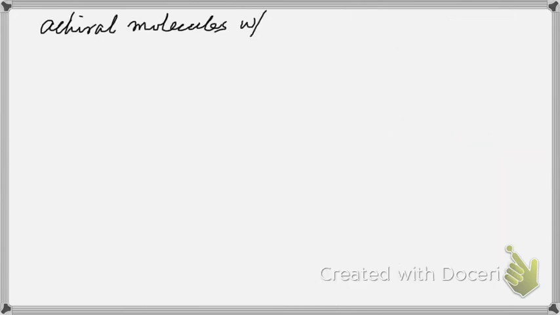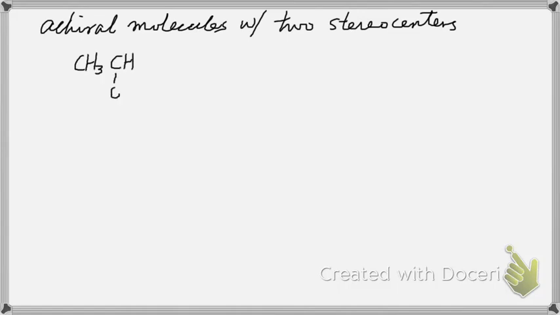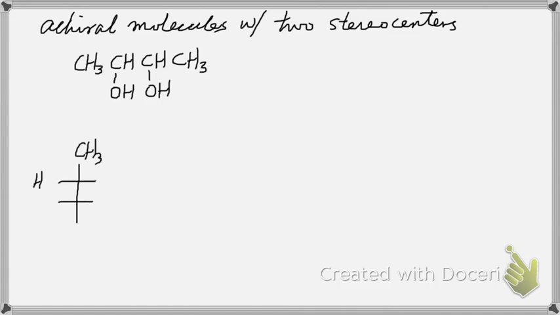All right, now let's take another type of molecule. With two stereocenters, we can have achiral molecules. So let's see this example here. Instead of having a carboxylic acid, we have two methyls at the end. Now let's draw the Fischer projection for the stereoisomers for this compound.